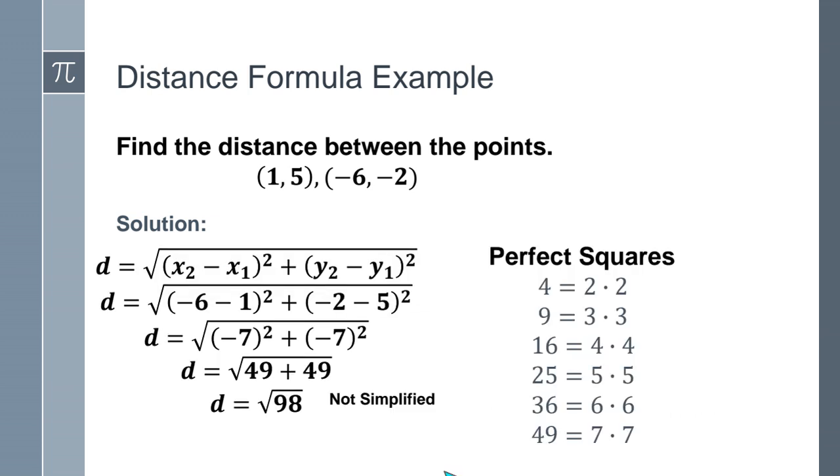And so in order to simplify the square root of 98, you want to consider the perfect squares. Perfect squares are made up of just multiplying two numbers together, the two identical numbers.